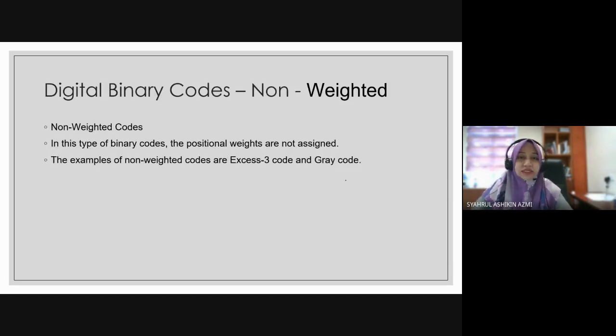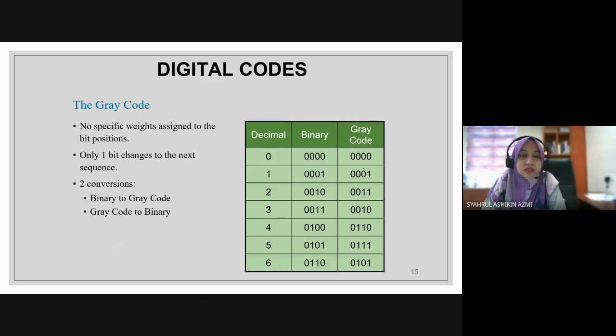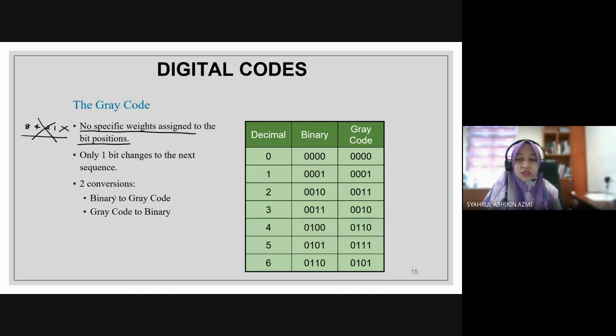Right, so we go for the next category, which is the non-weighted codes. There are two representations, which is what we call excess-3 codes and gray codes. We will look into gray codes only for these non-weighted binary codes. So for gray codes, there is no specific weight assigned to each of the bit positions. You cannot use this 8421 anymore for gray code. So only one bit changes to the next sequence.